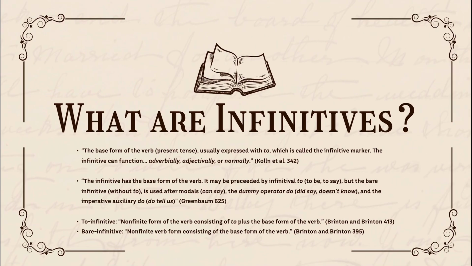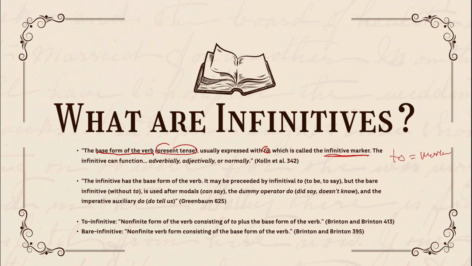So we have a couple different definitions from some different grammars. The first one, from Collins, describes it as the base form of the verb, a present tense form, of course, usually expressed with to. And that's very important because the to is the marker of the infinitive. So, marker of the infinitive. And she even says this is called the infinitive marker.